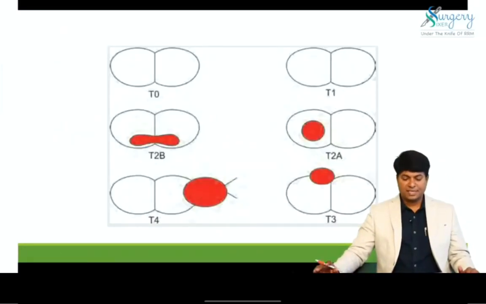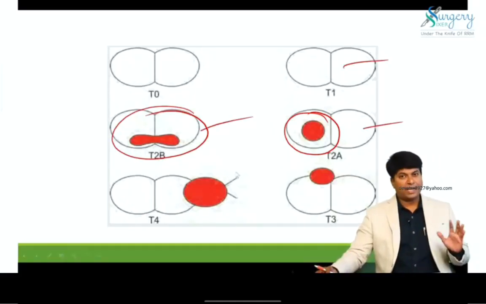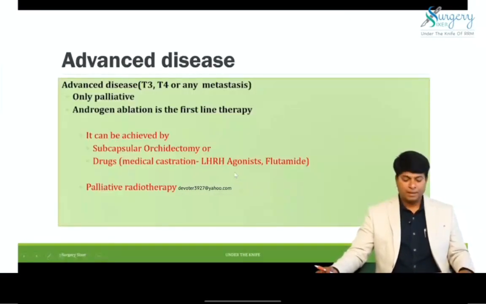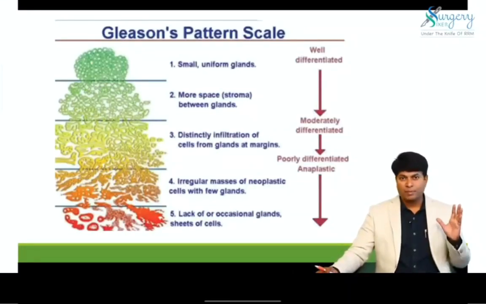Okay, so various T staging I told you: T2A is involving one lobe, T2B is involving both lobes. So for T1, T2A, T2B we can do prostatectomy. T3, T4 we do only androgen ablation. Okay, we don't do surgery. So various androgen ablation methods we have discussed, and this is the Gleason scoring system. So the total score varies up to 10.